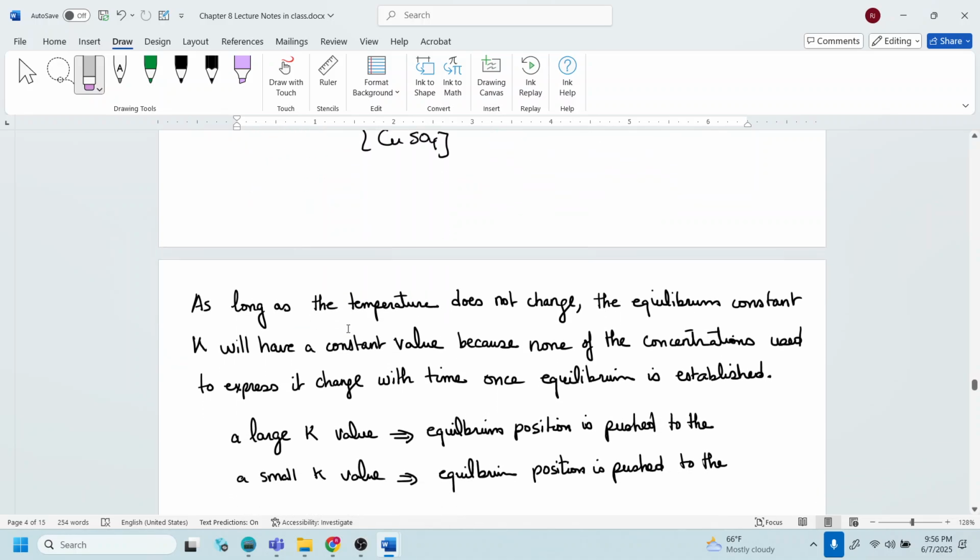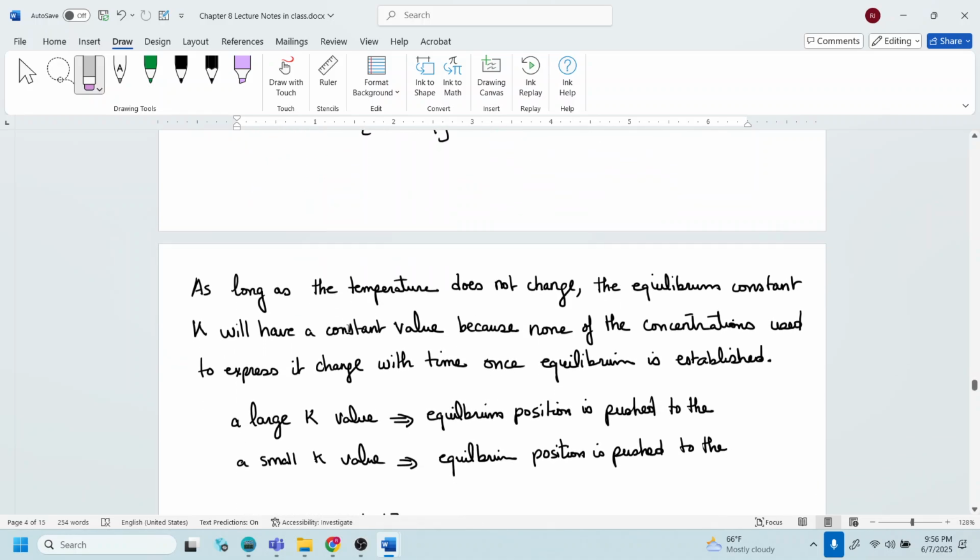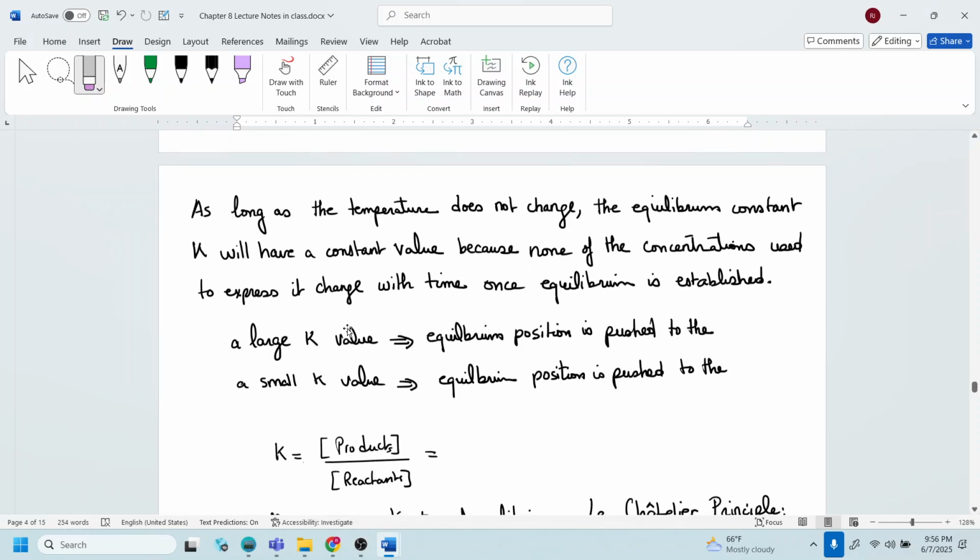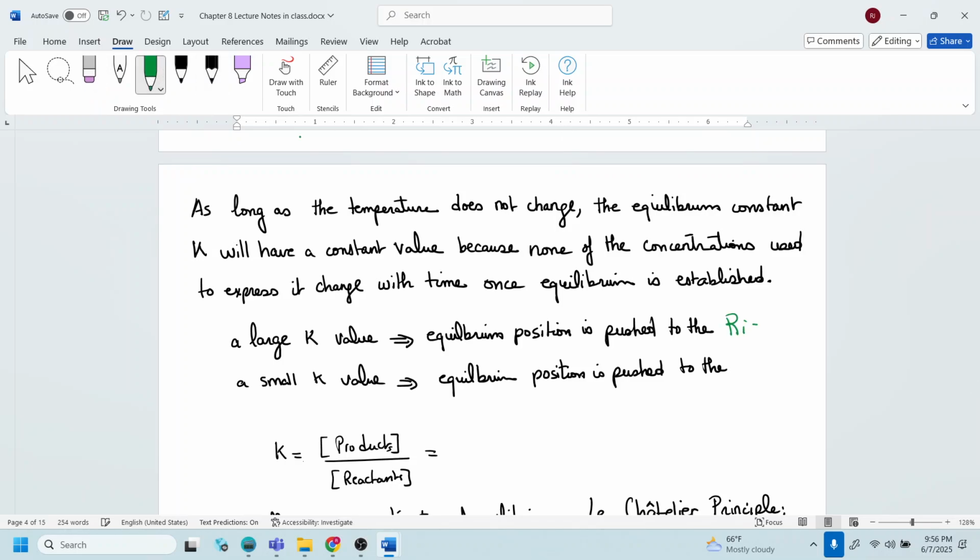So as long as the temperature does not change, the equilibrium constant K will have a constant value. And I can use K to determine the equilibrium position of the reaction. I know that K is the concentration of the product divided by that of the reactants, right? So if K is large, this means that the concentration of the product is high. I know that the product lies on the right side, so equilibrium will be pushed to the right.